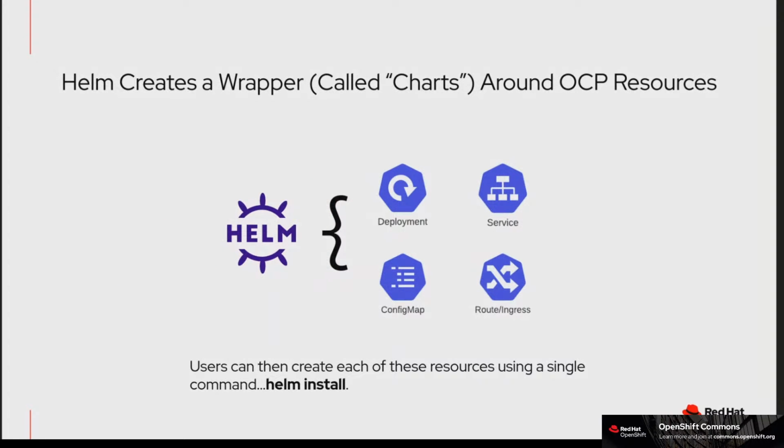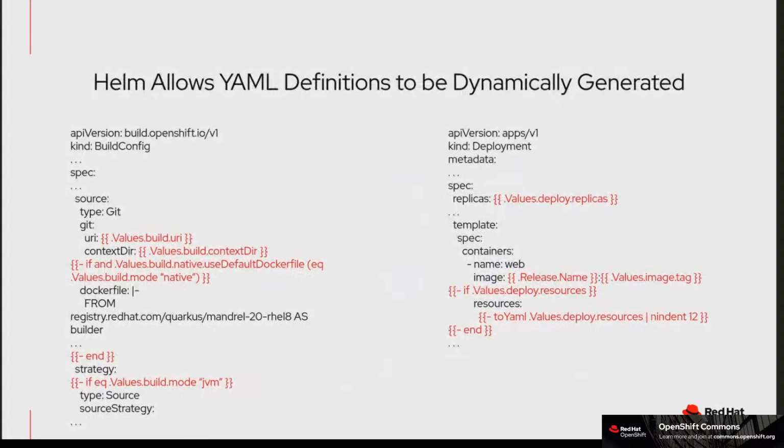So Helm creates a wrapper around OpenShift resources called charts. And so as we'll see later, it's going to serve as a wrapper around all of those resources required to deploy a Quarkus app. And so, your deployment, service, config map, route, and whatever other resources are created, and the user can interact with it with a simple command, helm install. So helm install will create all those resources for you, and you can just kind of sit back and let it do its thing.